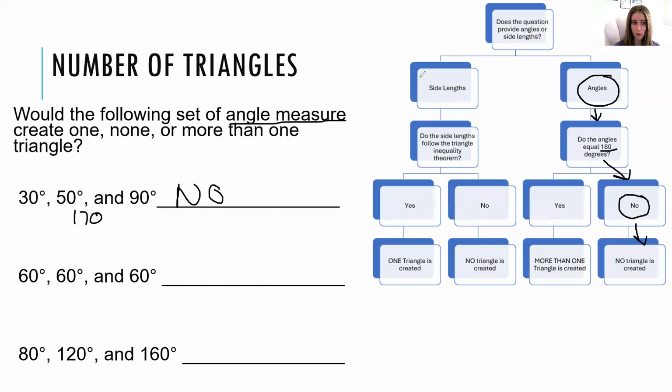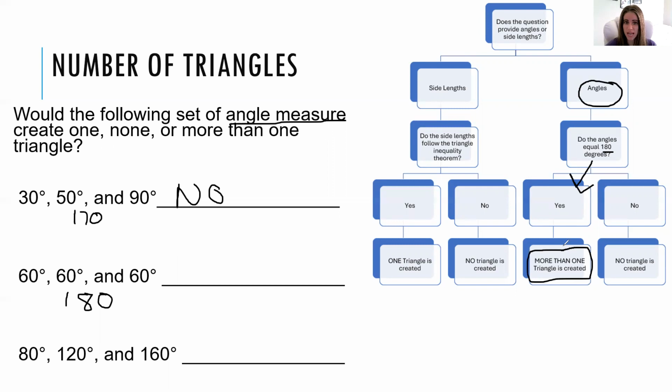Okay, let's clear off our flow chart here and try it with the next problem. We are still on the angle side, and we still need to ensure that it equals 180 degrees, but for our second one, our angle measurements are 60, 60, and 60. Add those three up, and we in fact get 180 degrees. Which means we're down here to yes. When we get 180 degrees, that actually means that more than one triangle is created.